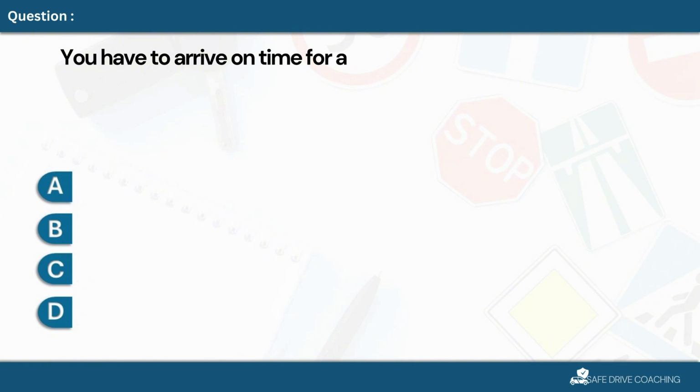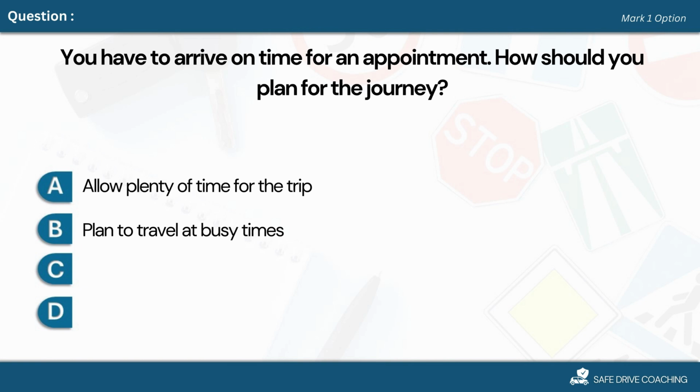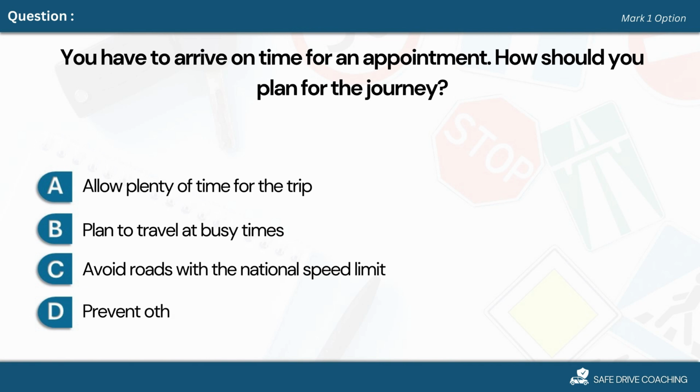You have to arrive on time for an appointment. How should you plan for the journey? A. Allow plenty of time for the trip. B. Plan to travel at busy times. C. Avoid roads with the national speed limit. D. Prevent other drivers from overtaking.